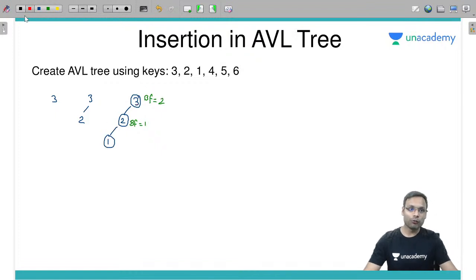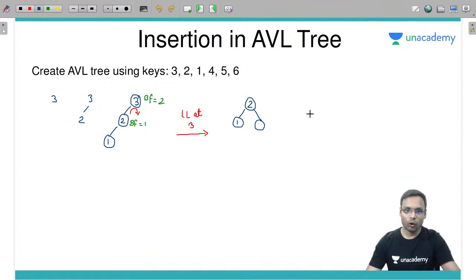So I should go for LL rotation at 3. LL imbalance at 3, hence I'll have to go with the LL rotation at 3, like this way. So let's apply LL rotation on 3. Hence 2 will become root. Left is 1, right is 3. I hope you understood this, which is the most basic example.